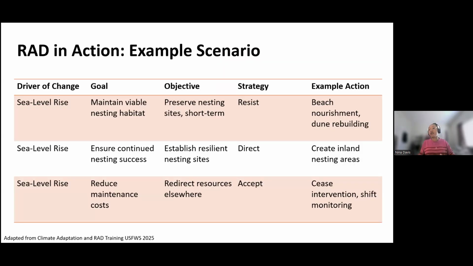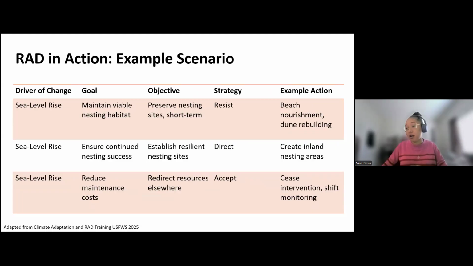So let's walk through a quick example so you can see how this process looks in action. In this case, our driver of change is sea level rise, and we're focused on maintaining nesting habitat for sea turtles. So under a resist strategy, our goal is to maintain viable nesting habitat on the island, and our objective could be something like preserve nesting sites for the next decade. To achieve that, actions might include beach nourishment or dune rebuilding, basically trying to hold the line and buy more time.